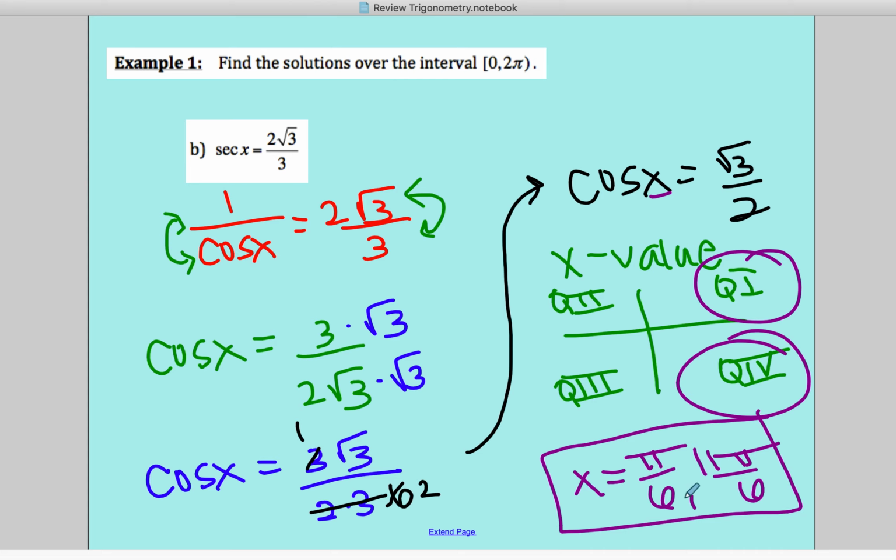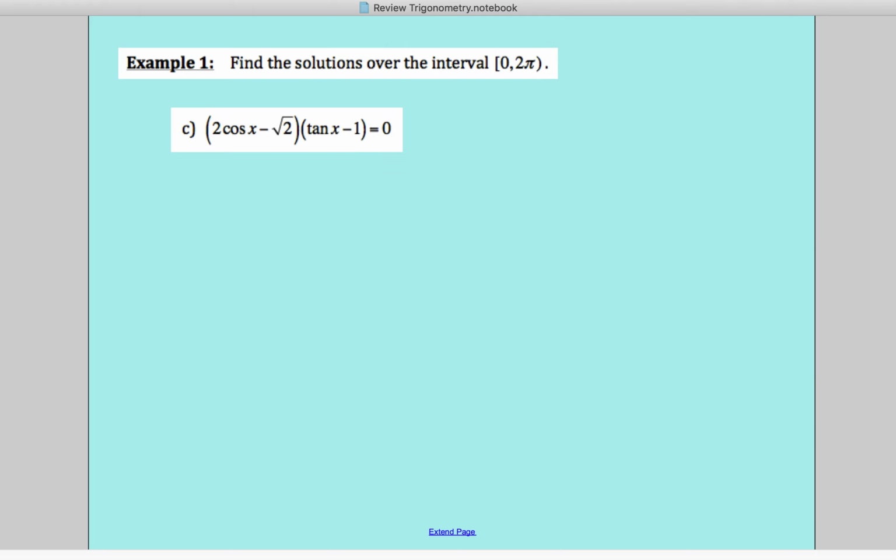And I guess I didn't say this earlier, but if you notice, it says find the solutions over the interval from 0 to 2 pi. So we're looking around the unit circle. This also tells me that we have to be in radians. If it wanted degrees, it would say 0 to 360 degrees. But most of the time in calculus, we work in radians. So there is that.